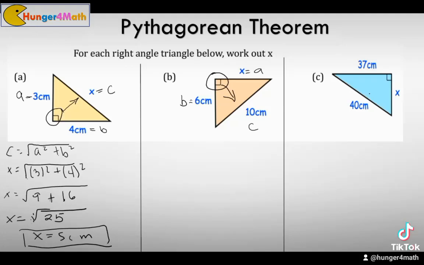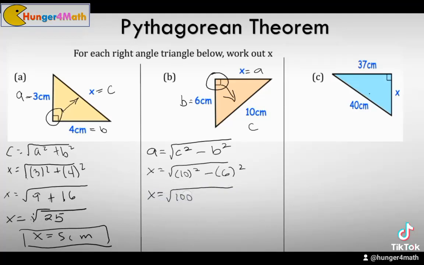So the formula that we're going to use is A is equal to the square root of C squared minus B squared. Now let's substitute. A, which is x, is equal to the square root of C, which is 10 squared, minus B, which is 6 squared. Let's copy x equals square root of 10 squared, that is 100, minus 6 squared, which is 36. Then once again copy x is equal to the square root of 100 minus 36, which is 64.